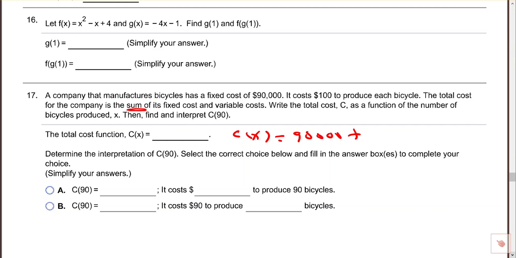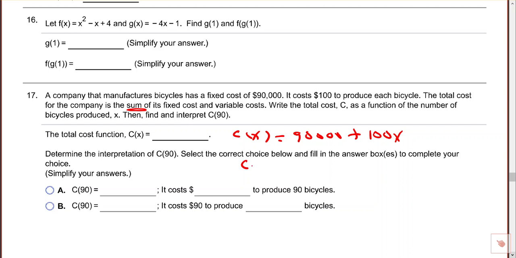So the fixed cost is $90,000, and then it's going to cost us $100 for each bicycle that we make. So that will give us C of X equals 90,000 plus 100 times X. And then it says find and interpret C of 90.